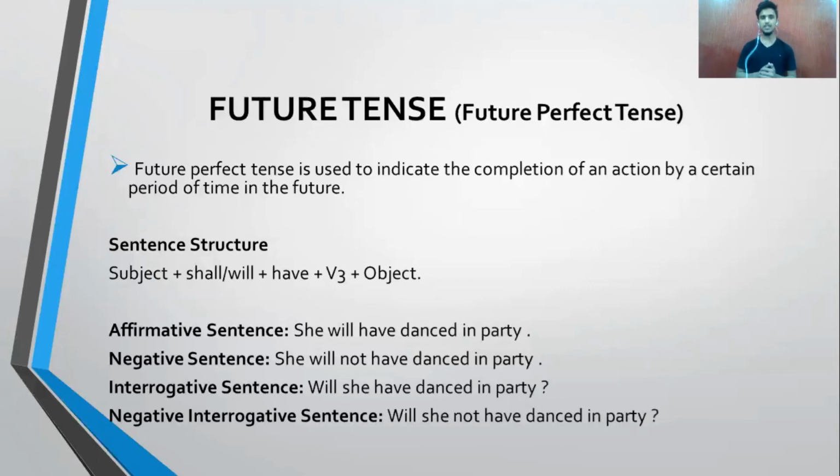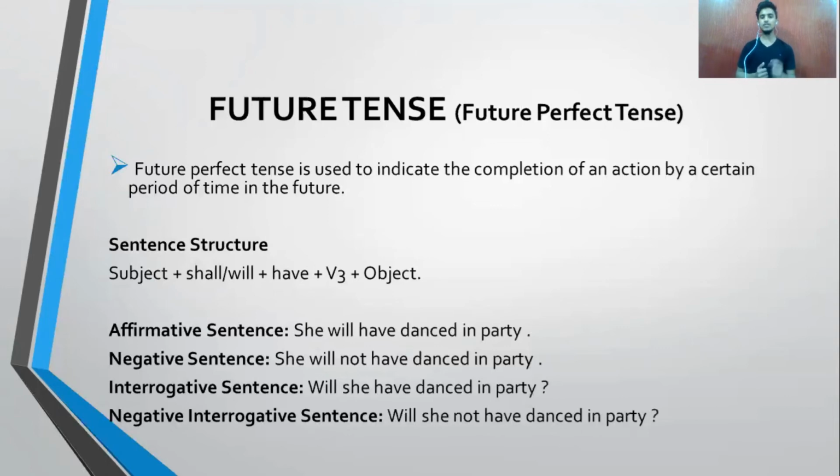In affirmative sentence, we will put the same sentence structure as she will have danced in party. In negative sentence, we will put not after the helping verb but before the have. She will not have danced in party. In interrogative sentence, first we put the helping verb and then the subject and then have and then third form of the verb and then the object. Will she have danced in party?